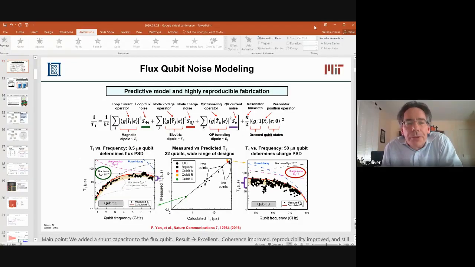Yeah, so in this case, we didn't explicitly look at critical current noise. I think it could map into flux noise depending on how it's affecting the size of the circulating currents.